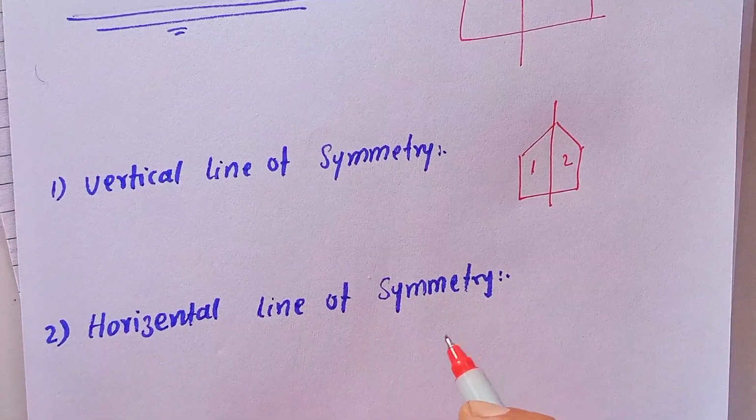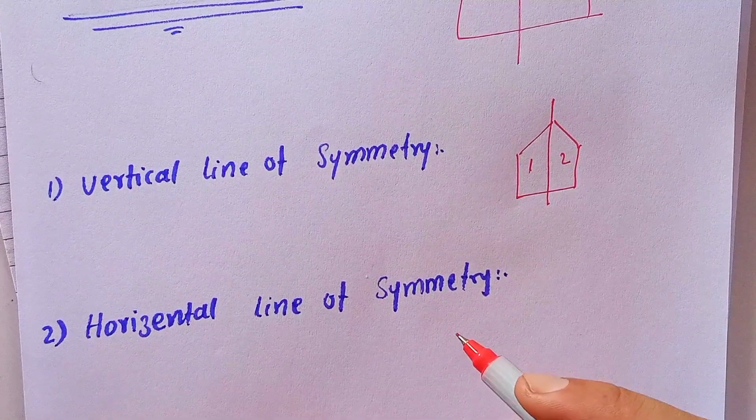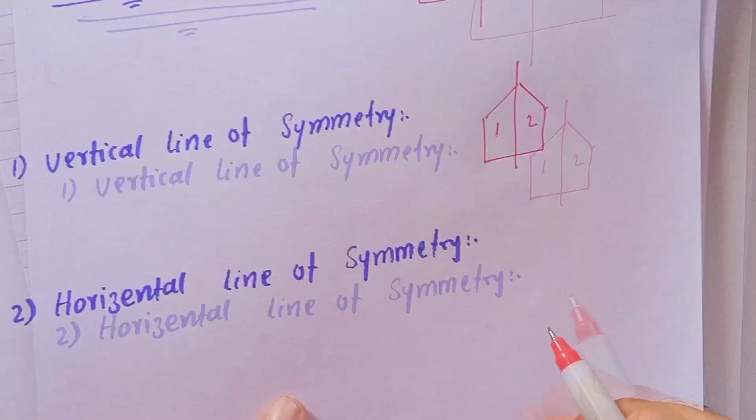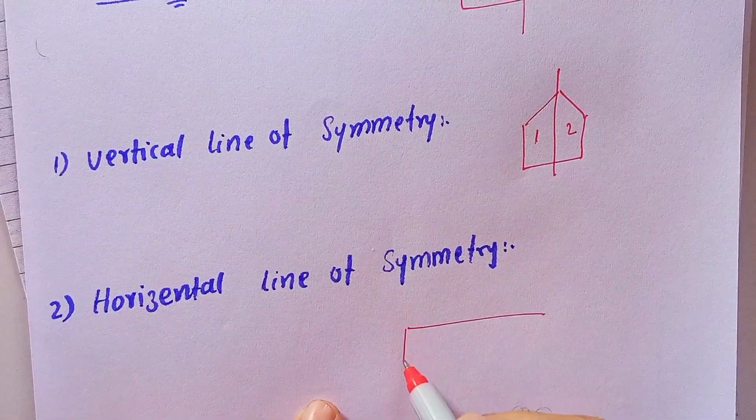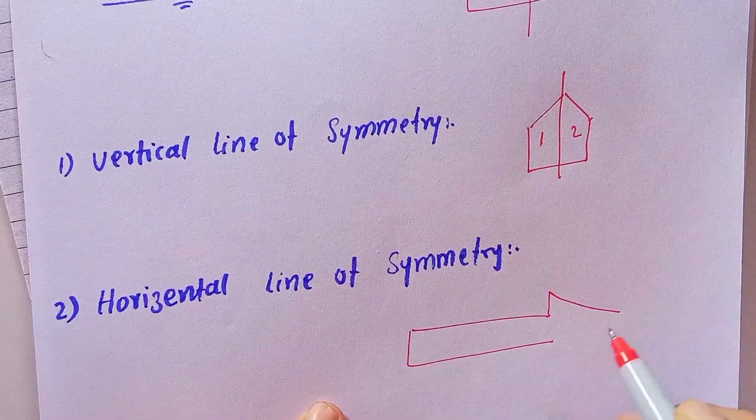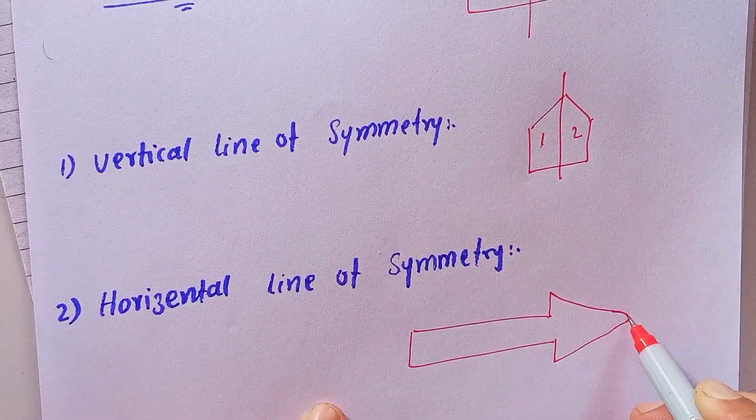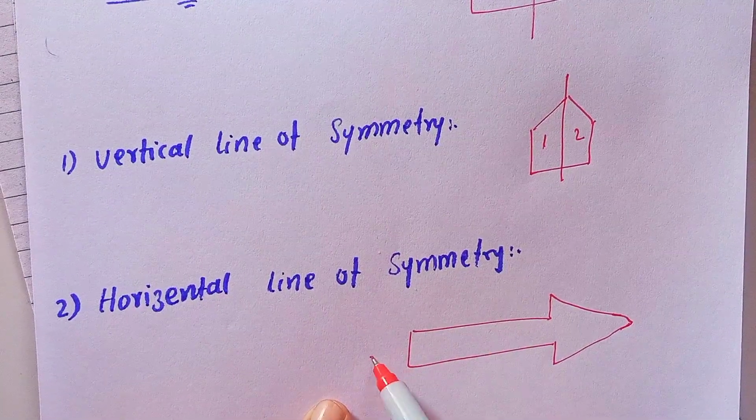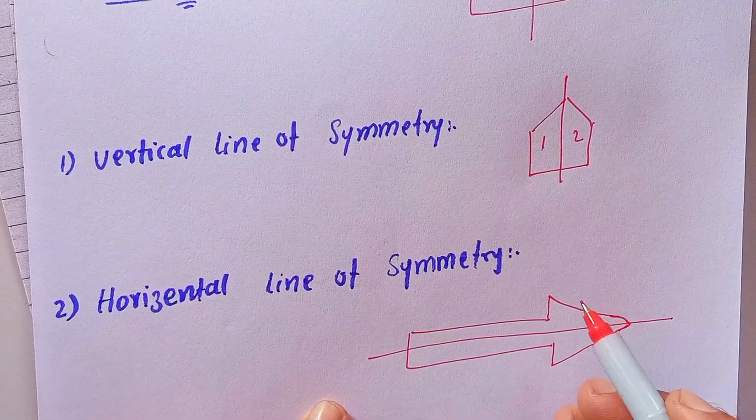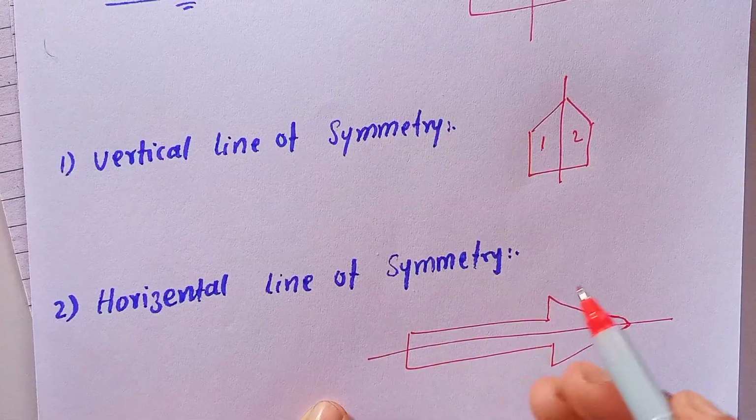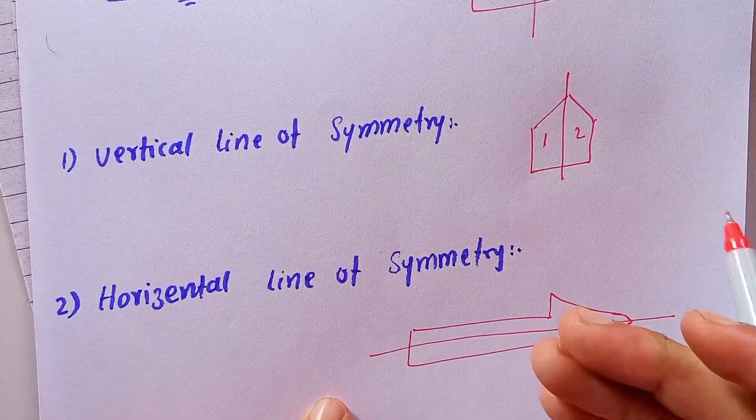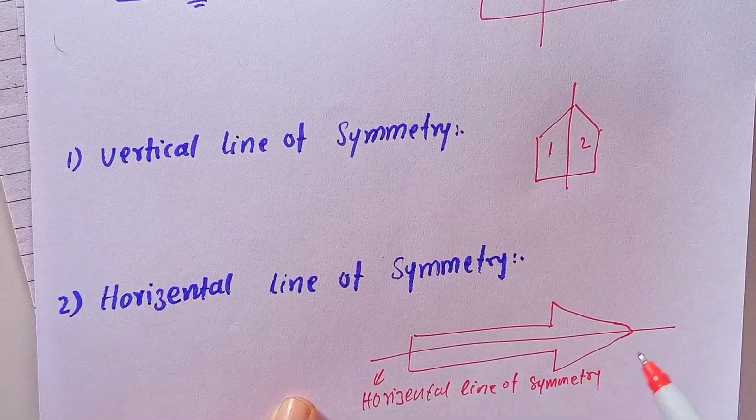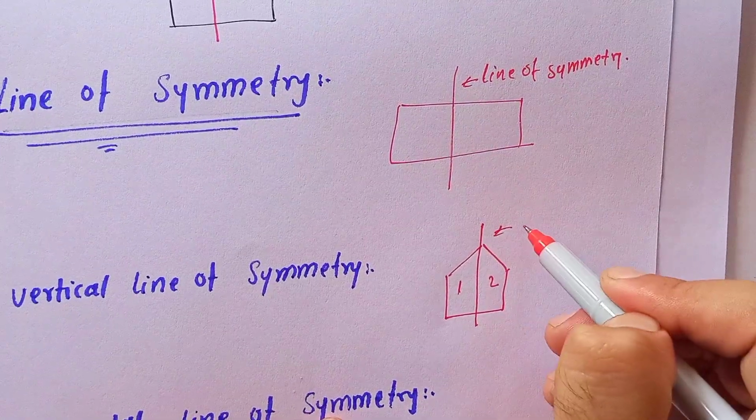Horizontal line of symmetry. A horizontal line of symmetry is a line that divides a shape into two equal halves horizontally. For example, if I take this shape, which is an arrow shape, I can divide it into two equal halves by drawing a horizontal line. This line is called a horizontal line of symmetry because it divides the shape horizontally into two equal halves. Right? So this is the horizontal line of symmetry, and this is the vertical line of symmetry.